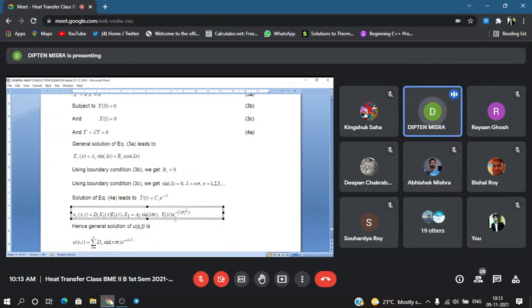So I have written here for one particular lambda, say lambda 1. When lambda 1 is what? Lambda 1 equal to 1 pi. So the first solution is x1. What is x1? That is equal to a1 into sine 1 pi x. And what is the solution for this time? Gamma 1 is equal to some coefficient, like here you have a1, here also you have another coefficient, that is c1.